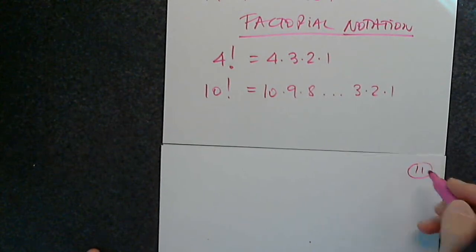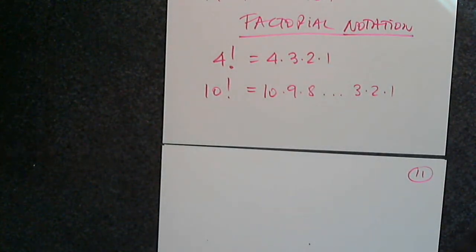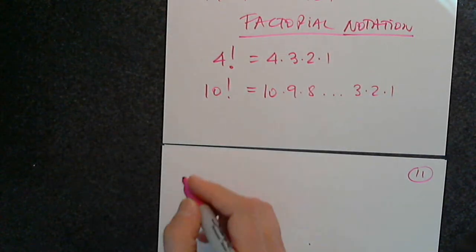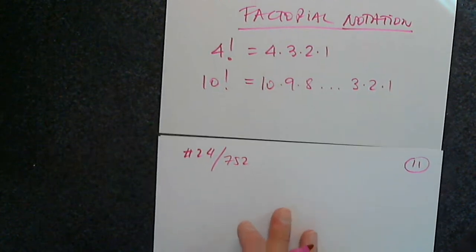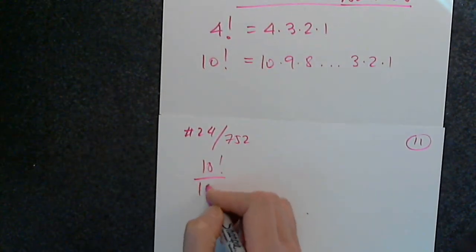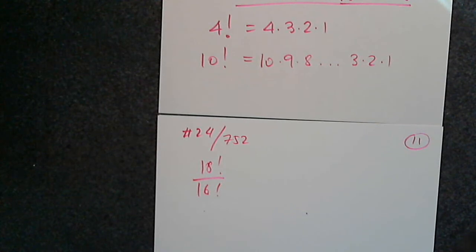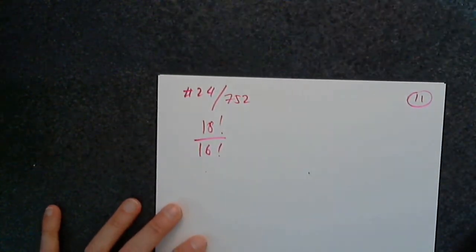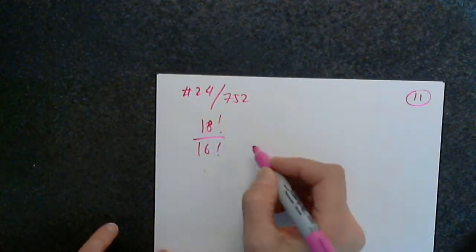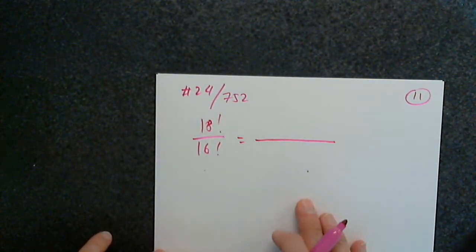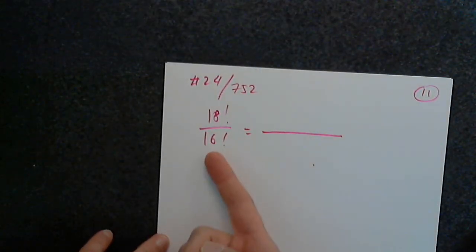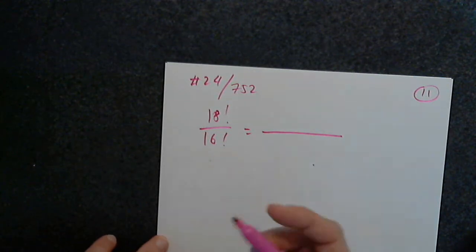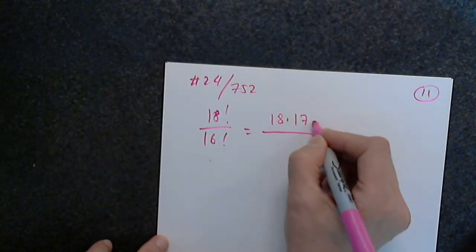Okay, let's see how we simplify factorial notation. For example, and I'll show you with the calculator as well. Let's look at 24 on page 752. We have 18 factorial divided by 16 factorial. Any questions on this? So we want to simplify. I know that the top will be 17, 16, and so on. But I'm looking at the denominator, which is smaller. It's 16 factorial. So here's what I'm going to do.